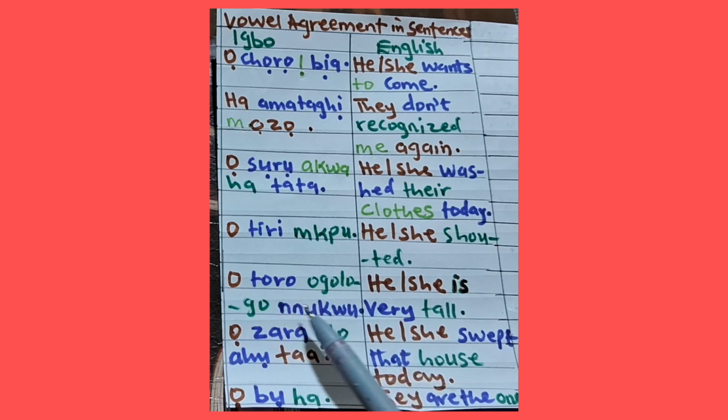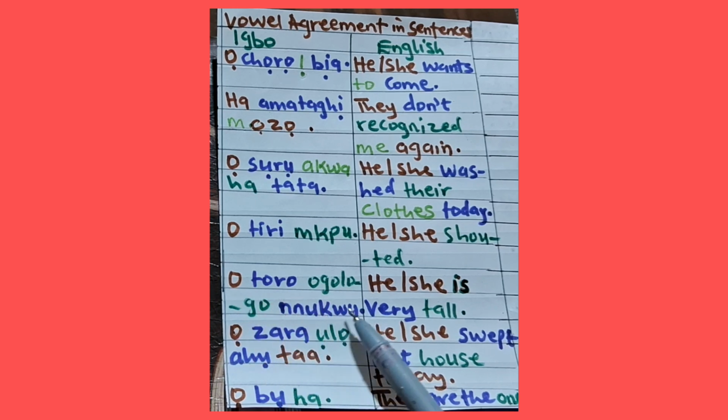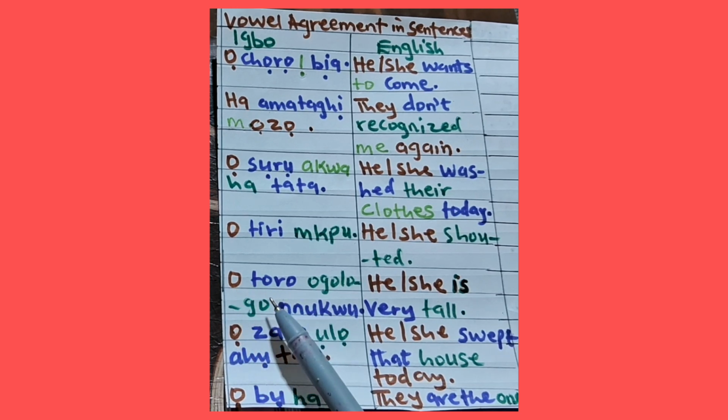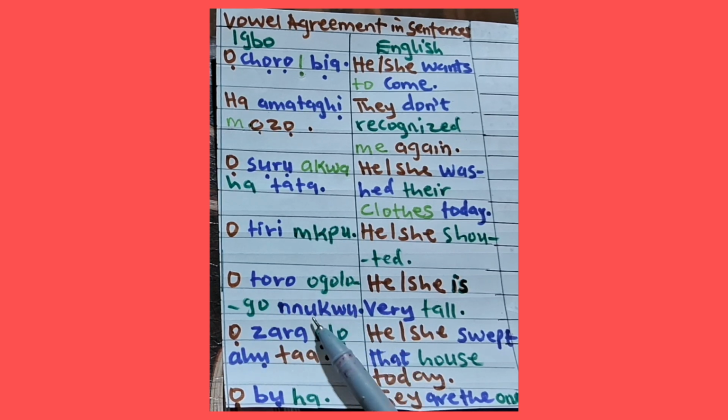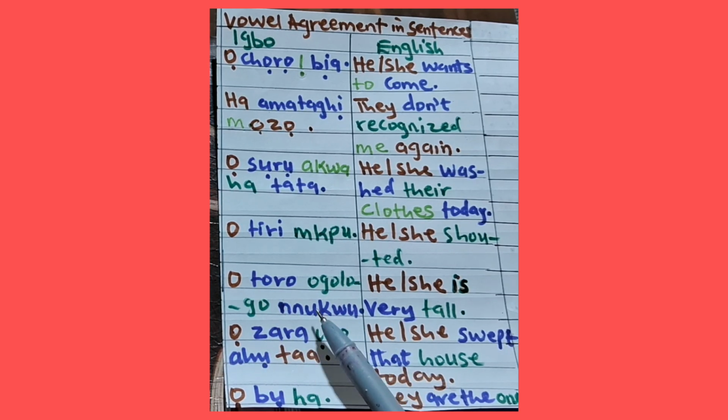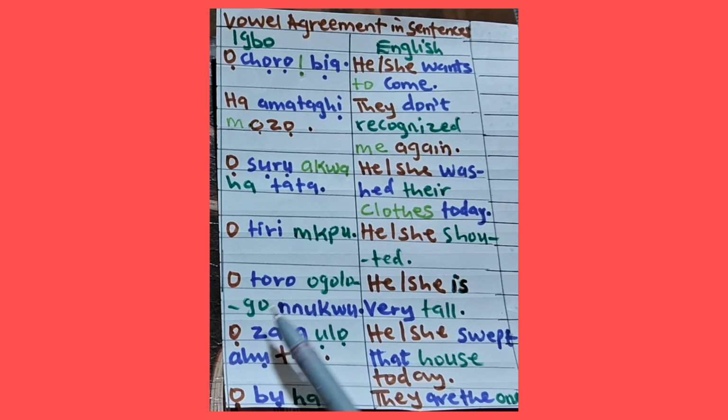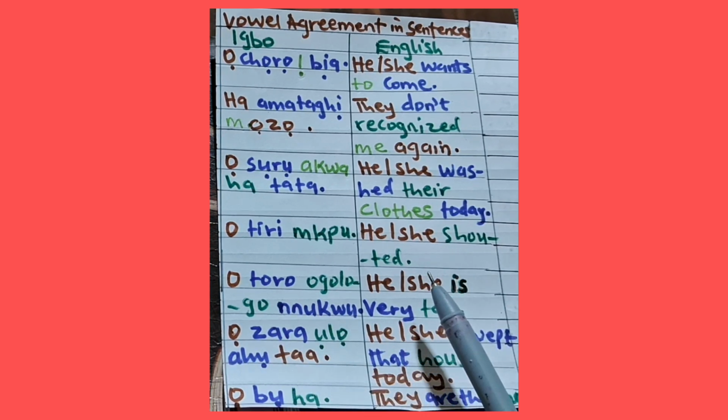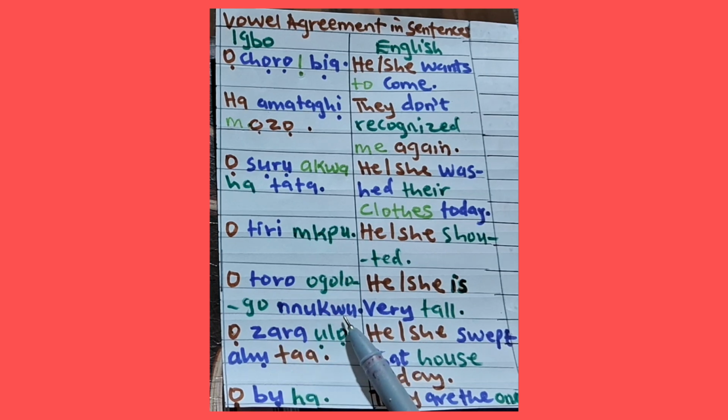O toro ogologo nnukwu. You can find out that all these vowels here are without dot under. That is what we mean by vowel agreement. If you want to use heavy vowel like we use here, O toro ogologo nnukwu, you use heavy vowel throughout without mixing it with light vowel. You can see that o and the u are without dot under to show you that it is pure heavy vowel you use throughout. O toro ogologo nnukwu, meaning he or she is very tall.